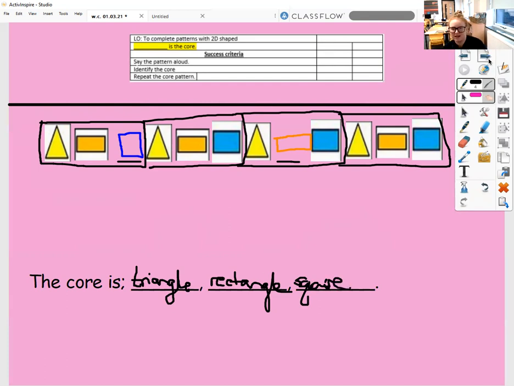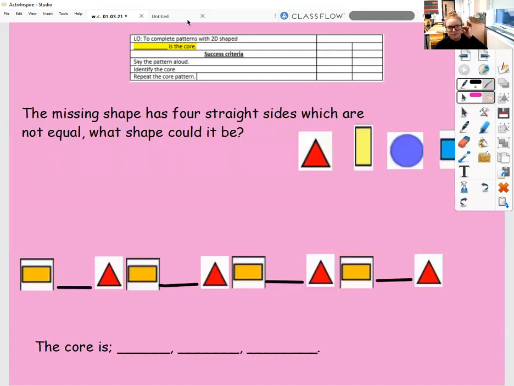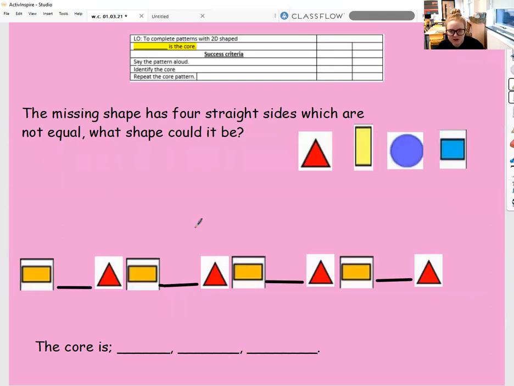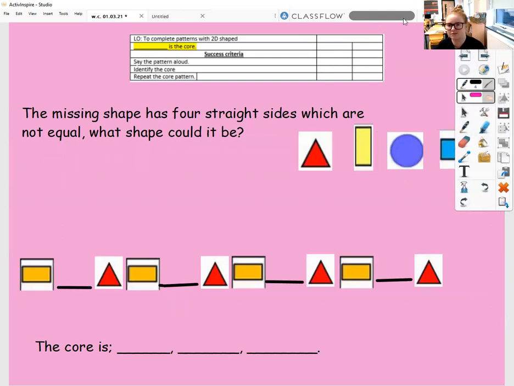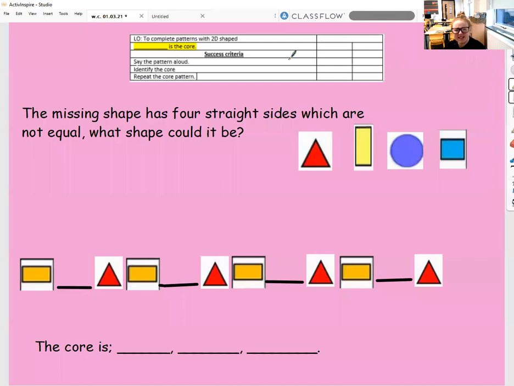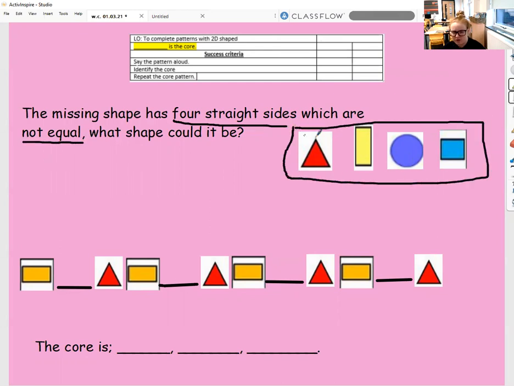Square, fantastic. Okay, so now we're trying to find out what the missing shape is. The missing shape has 4 straight sides, which are not equal. What shape could it be? So it has 4 straight sides, which are not equal. So these are my 4 2D shapes we have been learning. I want to know which has 4 straight sides, which are not equal.